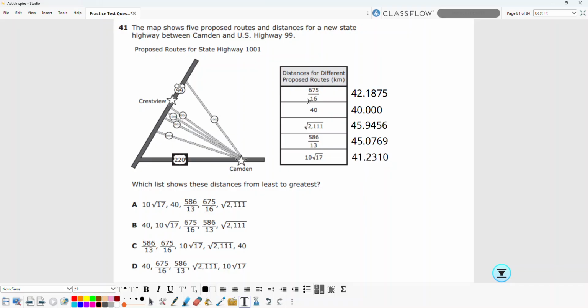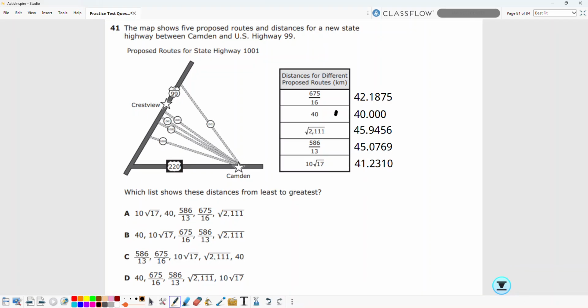So what I've done is converted all of these numbers into decimals. And now we can start to see 40 seems to be the lowest. So that's 1. Now we got a 42, but we also got a 41, but there's no other 41s. So make that 2. Then 45, 45, 42. So that's 3. Now we look at the 45s. This one is smaller.